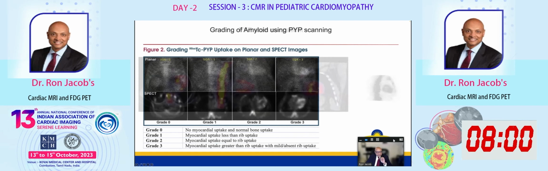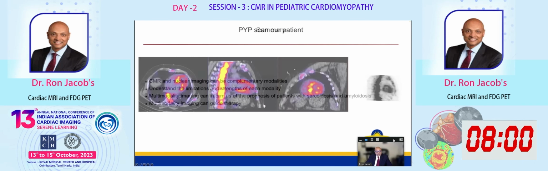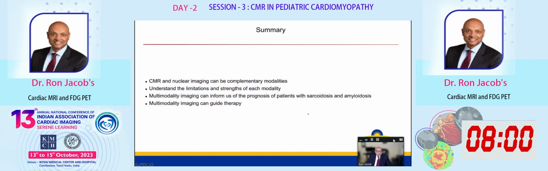This is our patient's PYP scan, which is grade 2. Grade 2 or grade 3 is very suggestive of ATTR amyloid. He went on for genetic testing, had ATTR-V, and he'll probably be evaluated for tafamidis in our heart failure clinic. So in summary, CMR and nuclear imaging can be complementary modalities. You have to understand the limitation and strength of each modality and leverage the two.